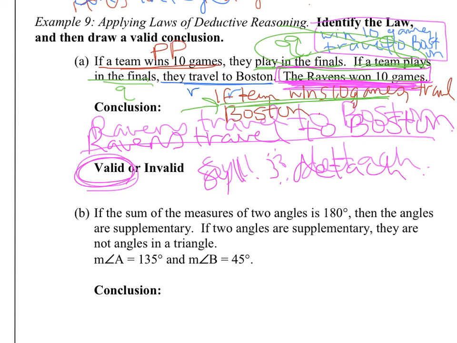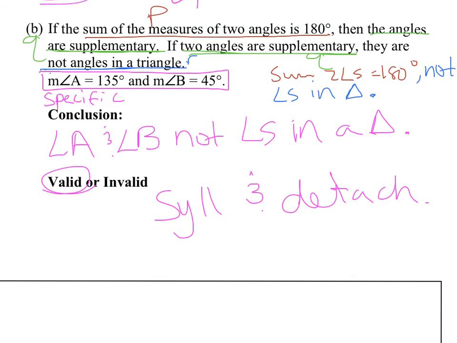Okay, same story for part B, so y'all pause right here and try to do B. Remember, you're going to do syllogism and detachment all wrapped up in one pretty bow. Okay, so here you can see I follow the law of syllogism. Sum of two angles is 180 is my P. Angles are supplementary is Q. If angles are supplementary, that's Q again. Then they are not the angles in the triangle, that's R. So I eliminated the Q's, the middleman, and right here I wrote my general sentence with law of syllogism.